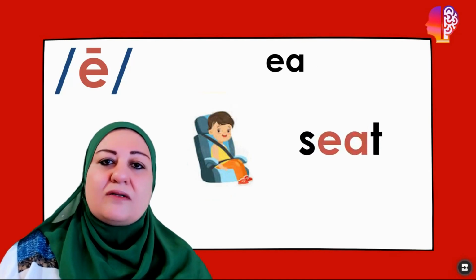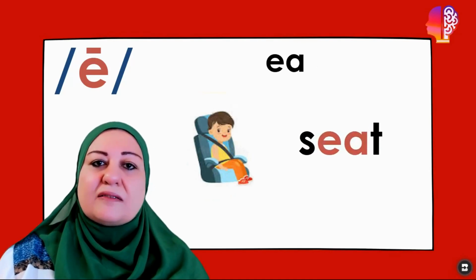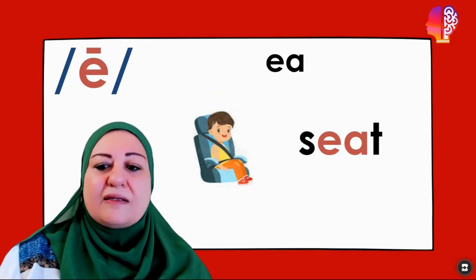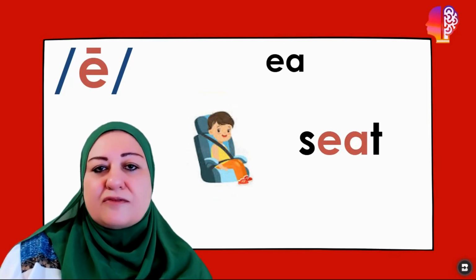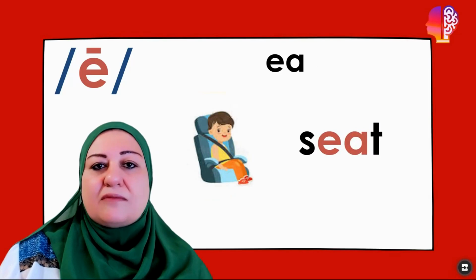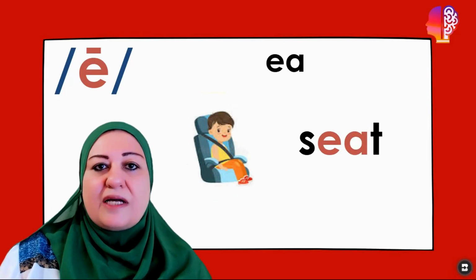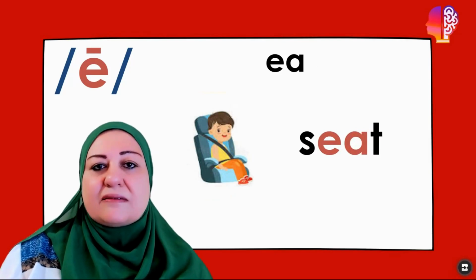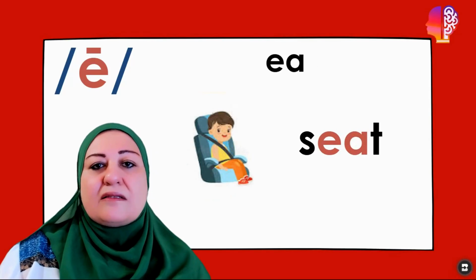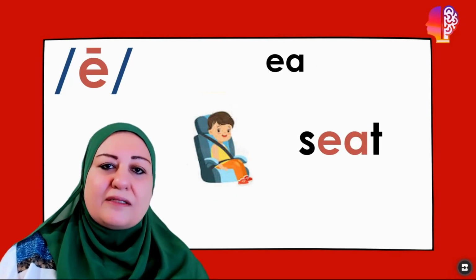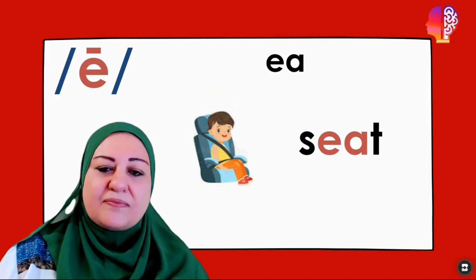The long E can also be represented by the vowel team EA. So EA can appear in the middle of the word or it can appear in the beginning of the word. Sometimes it also appears at the end of the word. So in this case here, we have the word seat. You hear that? So the E and the A together are a vowel team. They make the long E sound, seat.